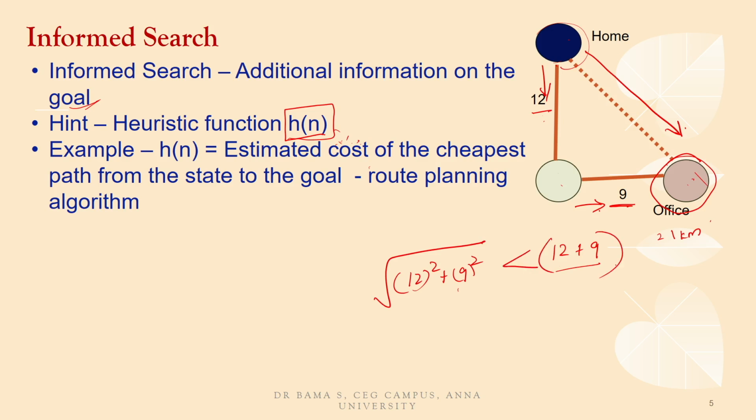This is using the triangular inequality, where if there is an estimate of the distance from home to office, this is the heuristic, some kind of heuristic that we use. The minimum distance or some kind of distance information that I would have is this factor, root of 12 squared plus 9 squared, and this is going to be much less than the actual distance. So, this is a heuristic method, one heuristic value of the distance from home to office.